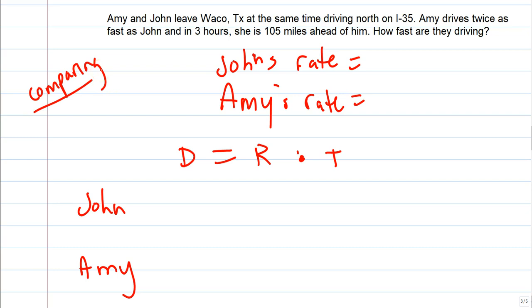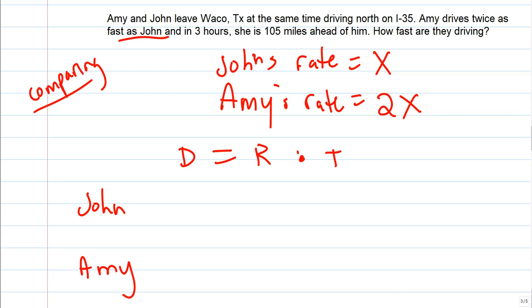We are comparing Amy's rate to John's rate. So I would call John's rate, because John's rate is what we're comparing to, his rate x. Because then I can say, well, Amy drives twice as fast, so her rate would be 2x, twice as fast. Okay?